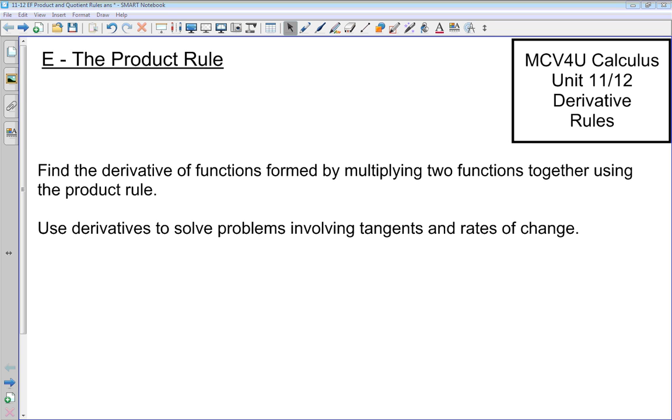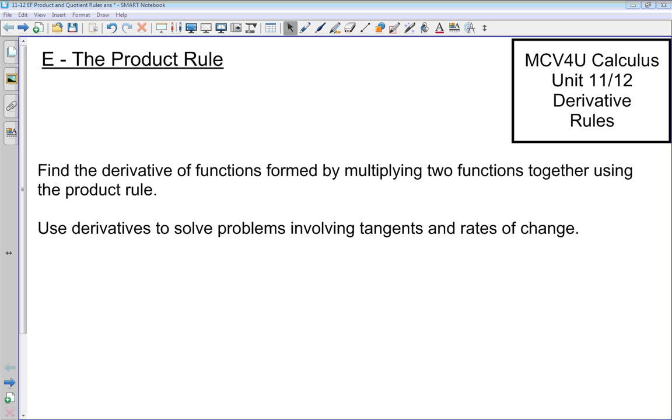So we began this unit by looking at some rules for calculating the derivatives of functions. We looked at how you would calculate the derivative if you had a function that was multiplied by a constant, and how you calculate the derivative if you had a function that could be thought of as two separate functions added together or subtracted from each other. Today we're going to look at two more of these rules.